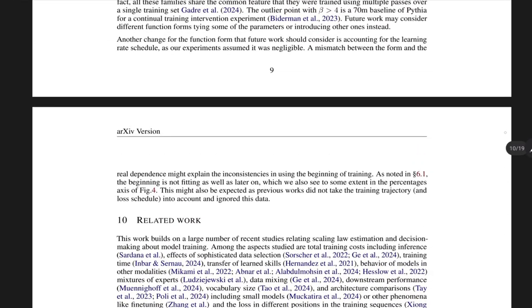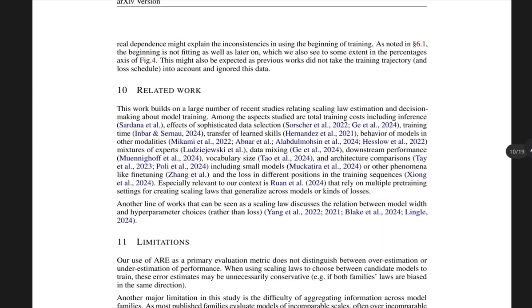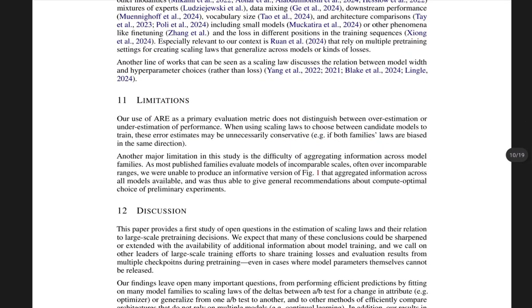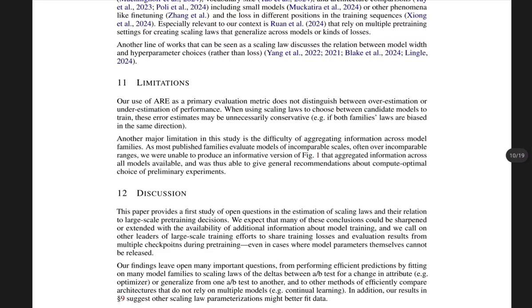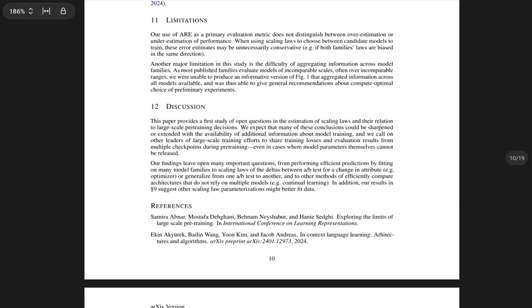Coming to the conclusion, they are saying another change for the function that the future might consider is accounting for the learning rate. As scheduled, our experiments assumed it was negligible. Okay. A mismatch between the form and the real dependence might explain the inconsistencies in the beginning of the training. So yeah. Coming to the limitation, they say we use absolute relative error as a primary evaluation metric, that does not distinguish between overestimation or underestimation of performance, right? So yeah, that is one thing that they may improve in the next paper if they are planning on.